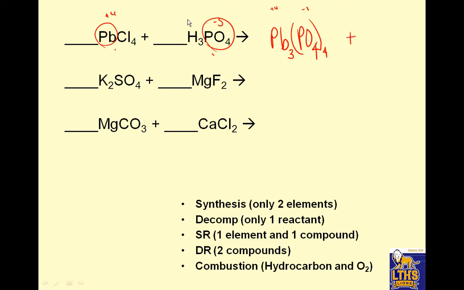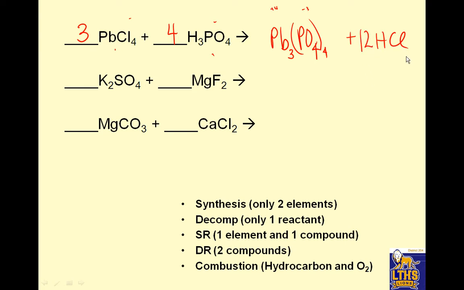Okay. And then what do I have left? I have an H, which is a +1, and a Cl, which is a -1. And HCl. Okay. Now, then we have to put in coefficients. I'll start with lead. I need 3 leads. Okay. And then I have 3 leads. I need 4 phosphates. So I'll put a 4 there for phosphate. Okay. 4 phosphates. And then I'm going to need 12 hydrogens. So I put a 12 there.